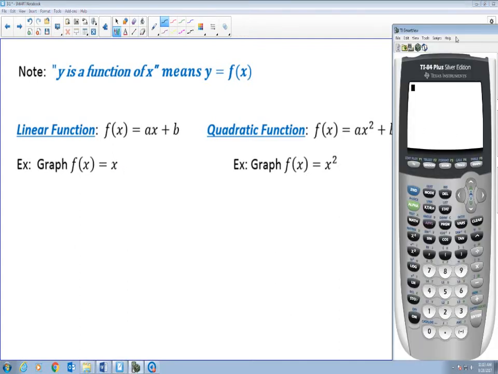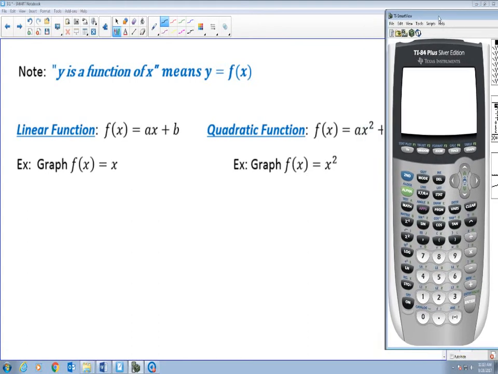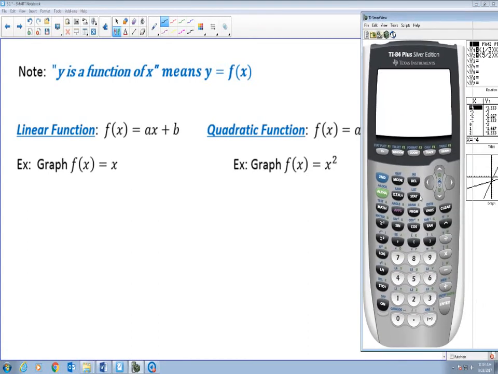So let's turn on our graphing calculator and make sure everything is set and ready to go. First thing, if you click on y equals, this is where we will do all the graphing. If it's a function, then we can come to y equals because y is a function of x.